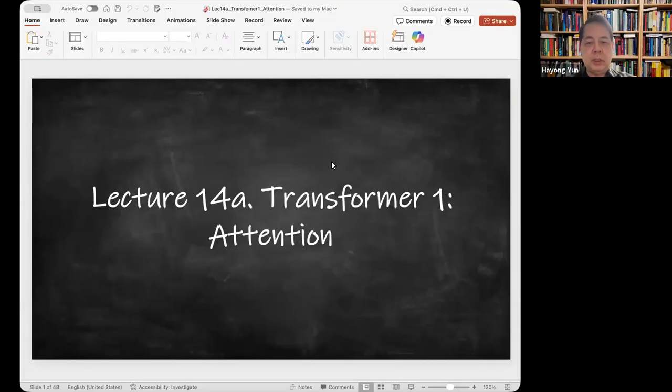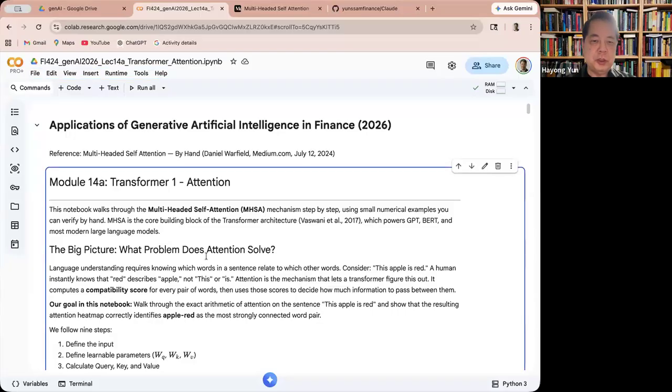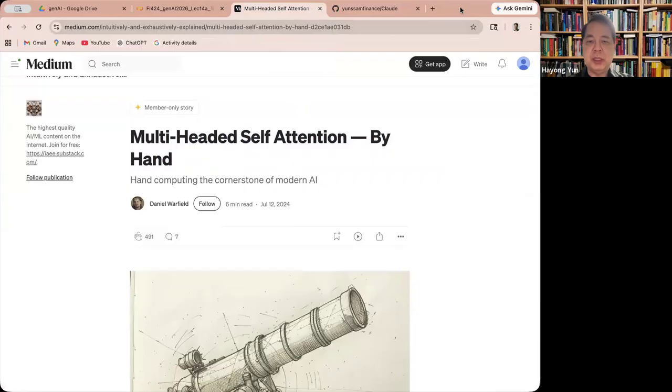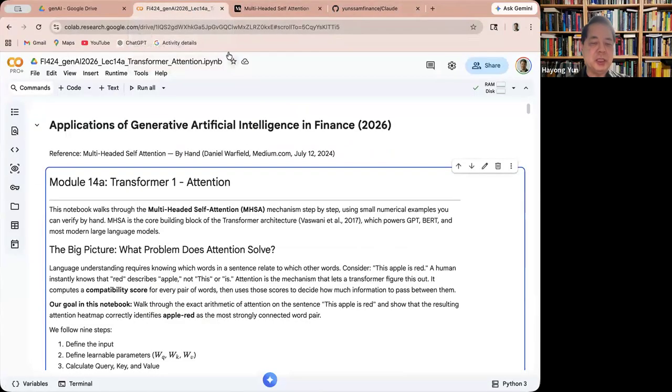Hello. Today I'll talk about the transformer attention algorithm and show why it is working and what the mechanics of this attention algorithm are. This episode was inspired by, and in large part follows, this Medium article by Daniel Warfield, but the numbers have been changed to make it more realistic. All right, so the transformer attention algorithm.